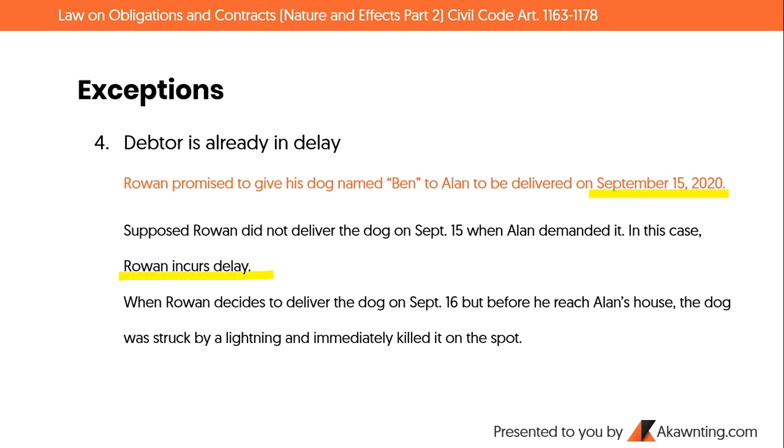So, when Roel decides to deliver the dog on September 16, but before he reached Alan's house, the dog was struck by lightning and immediately killed on the spot. Although yung naging reason for the loss of the dog is a fortuitous event, hindi na po mag-a-apply yung general rule natin, which is no one shall be liable for fortuitous event, which effectively will supposedly extinguish Roel's obligation. Pero in this case, hindi po mae-extinguish yung kanyang obligation. Bakit? Kasi he already incurred delay.